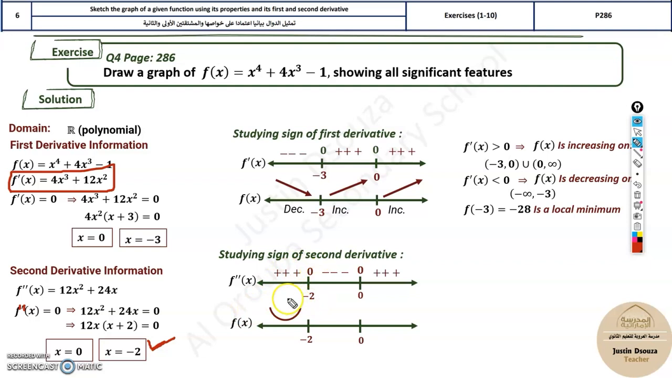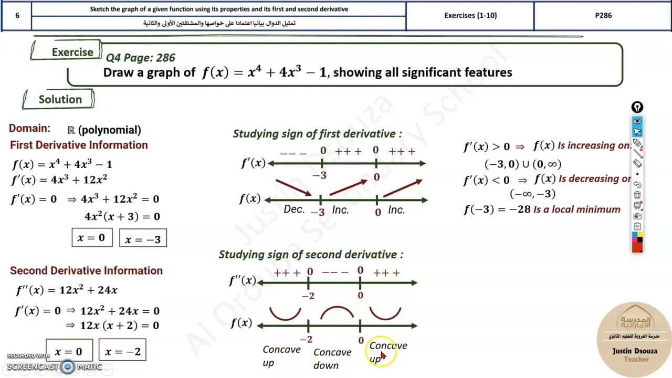Now take any test value less than -2, it can be -3. Over here you can take -1 and 1. Now don't put in f dash, you need to put these in the f double dash, the second derivative. So -3 will go over here: 12 times -3 whole square, and 24 into -3. That's how we do it. Once you solve it, you will get plus, minus, plus. Wherever it's plus it opens upwards, wherever it's minus it opens downwards, and wherever plus again it opens upwards. So it's concave up, down, and up.